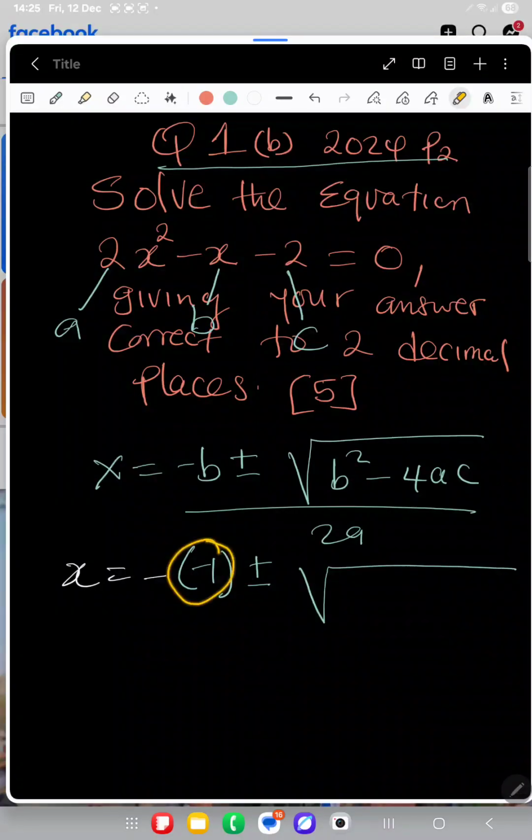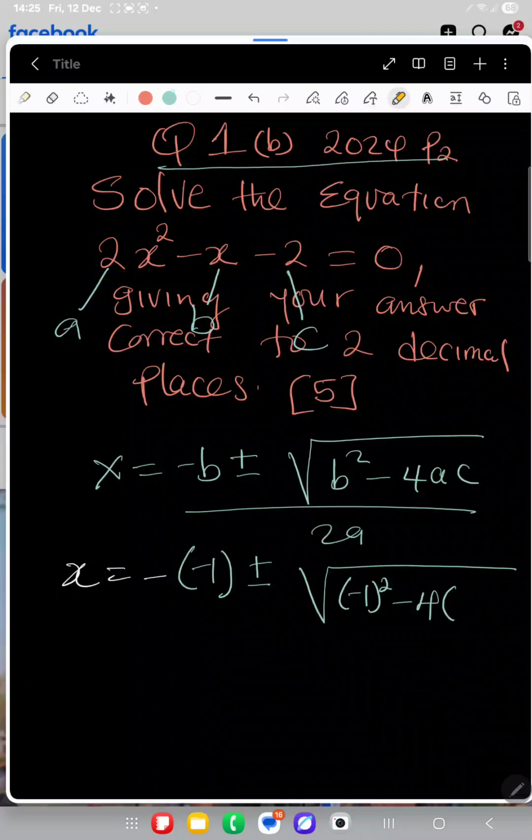don't forget to put this in brackets because it is multiplying with the negative from the formula. So you put this negative b in brackets, which is negative 1, and then you multiply with that negative from the formula. That's what I've done here. Inside, we have b squared, which is negative 1 squared, so we put negative 1 squared minus 4. What is our a? Our a in this case is 2, so we put a 2 here.